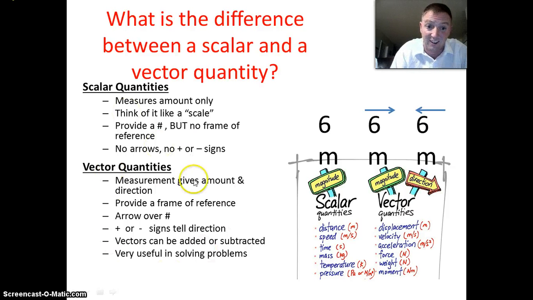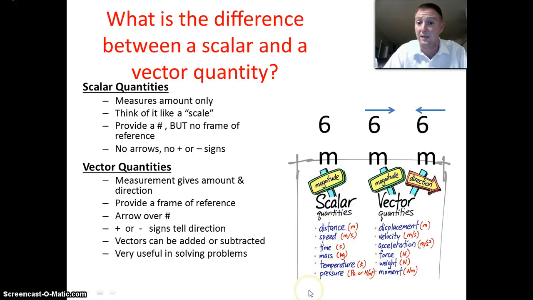Vector quantities, we like these in physics. We want to use these in physics. It gives us not only the amount, like 6 meters, but a direction: east, west, north, south, up, down, left, right. That positive and negative sign tells you the direction, away from the point of origin or towards the point of origin. These vector quantities can be added and subtracted, and they're super useful in solving problems.